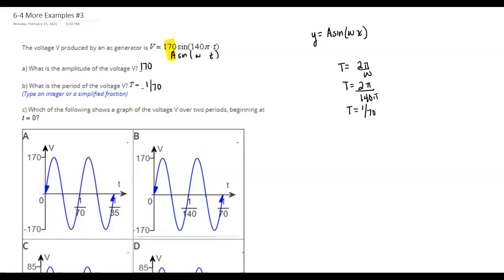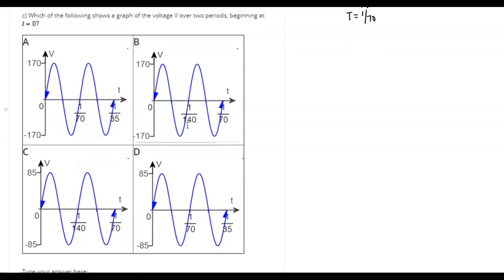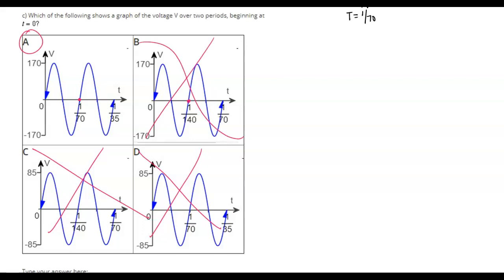It says, which of the following shows a graph of voltage V over 2 periods beginning at t equals 0? So I know the height of my graph is going to be 170, and one period is 1/70th. So automatically, when I look at A, B, C, and D, I know I want a height of 170, which means it's not C and it's not D because they only have heights of 85. I also know that I want a period of 1/70th. Well, here we go. One cycle takes me to 1/70th here. One cycle here takes me to 1/40th. Well, we want a period of 1/70th, so that leaves us with an answer of A.